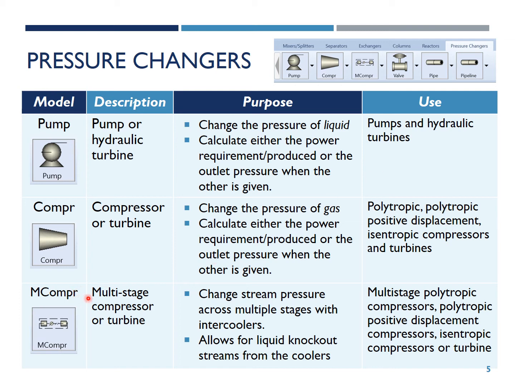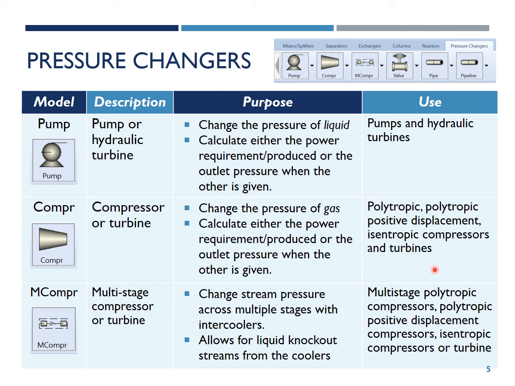MCompr, or multi-stage compressor or turbine. MCompr is a model for changing stream pressure across multiple stages with intercoolers between each stage. An aftercooler following the last compression stage is optional. The coolers can have liquid knockout outlet streams. A variety of specification options are available for both the compression and cooling stages. MCompr simulates a multi-stage polytropic compressor, polytropic positive displacement compressor, and isentropic compressors and turbines.